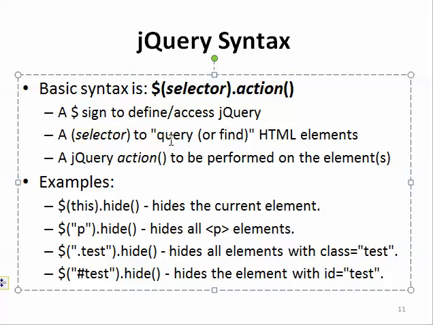The $ sign defines the access to jQuery, and then let's go into the selector, like in these examples. Here in the selector, we're talking about the current element, and then this will be the action, so hide that element. Here, all the elements that have that P, in this case the paragraph in the HTML. Here, when we have the dot, that means the ones with that class, which may be multiple different types of objects. And in this case, this is a specific object that contains the ID test. So now we will go on to some examples to illustrate this.